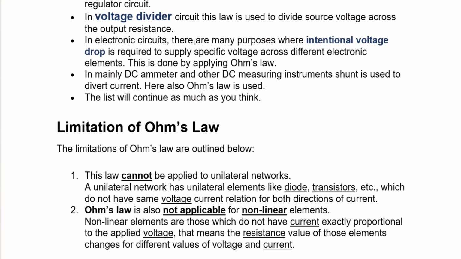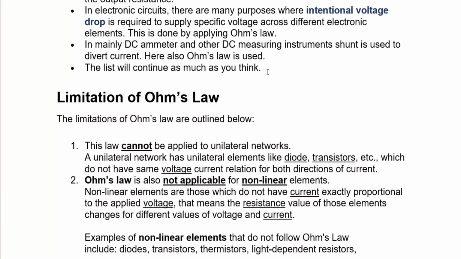In electronic circuits, there are many purposes where an intentional voltage drop is required to supply a specific voltage across the different electronic elements. And this is done using Ohm's law by putting a resistance of a particular value in the circuit.